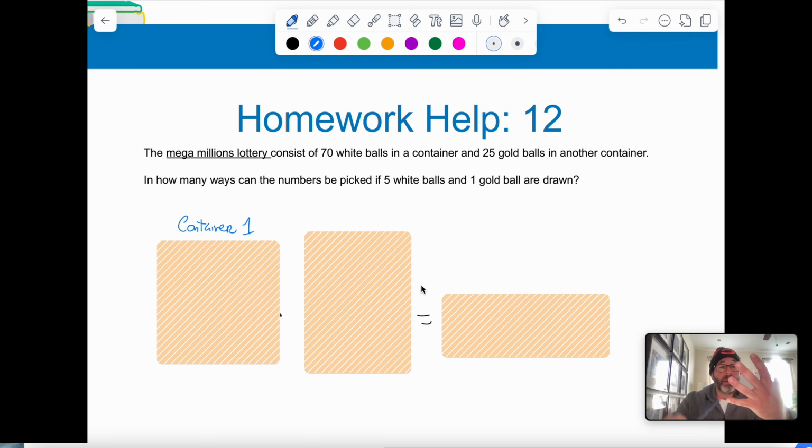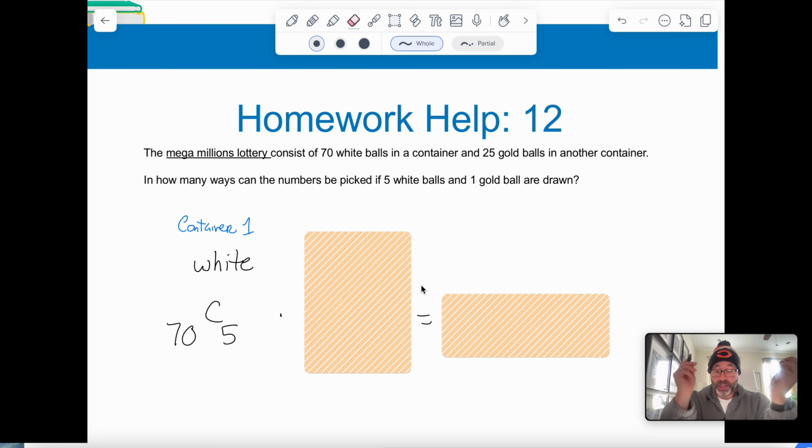Now, the order doesn't matter because a 1, 2, 3, 4, 5 is the same as a 5, 4, 3, 2, 1 when they come out. They're just in a different order originally, but the order itself doesn't matter. So that's a combination because order doesn't matter. So we have white balls, we have 70, we're going to choose 5 of them. When we look at the gold balls, there's a separate container. So this is container 2.